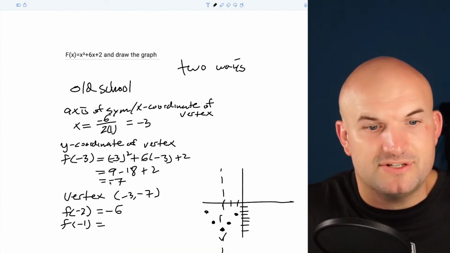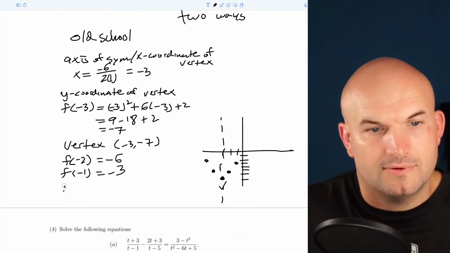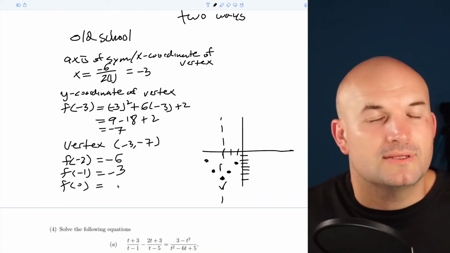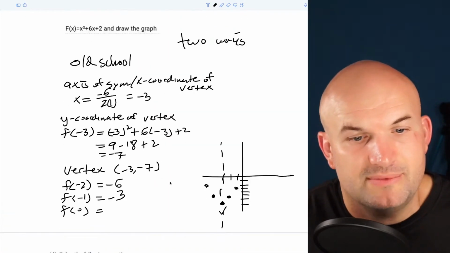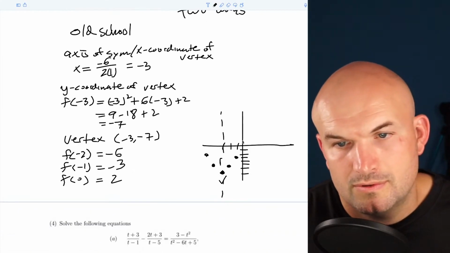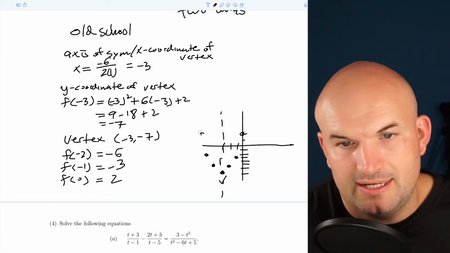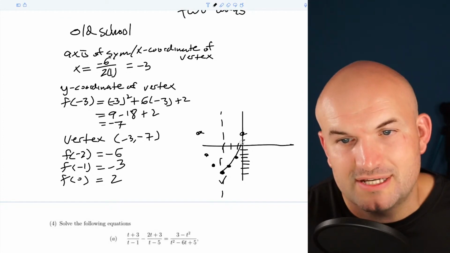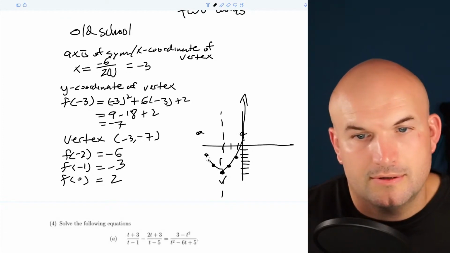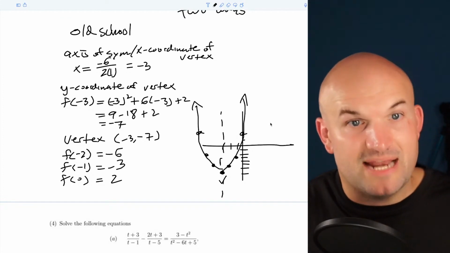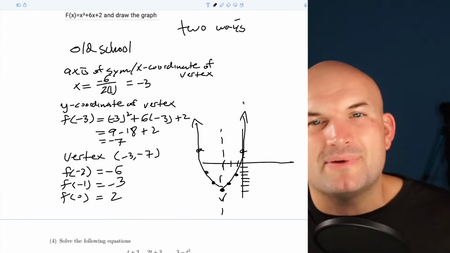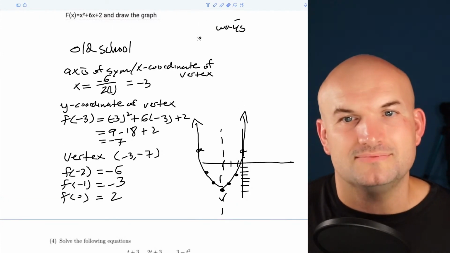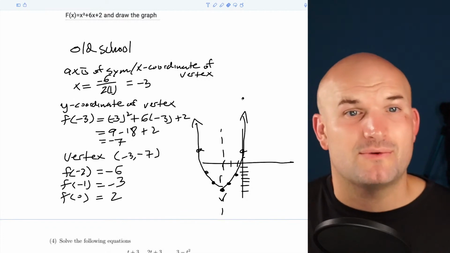And then I could also do f of 0. And f of 0 would obviously just give me +2. And again, I can just go from there. I could be more detailed if I wanted to. Now, if we wanted to, oh, I don't have two A's. Let's just go with that. That is an easy, basic way to graph.